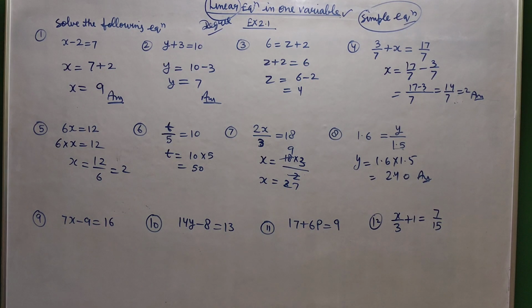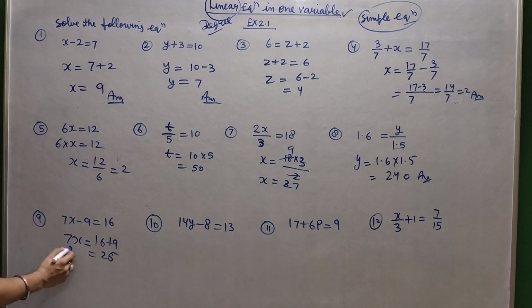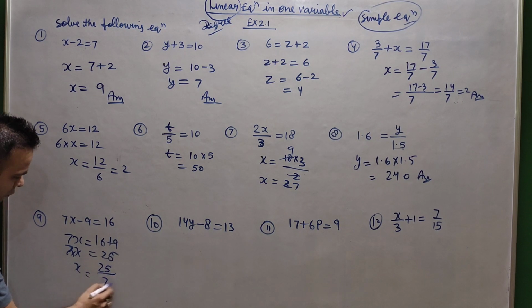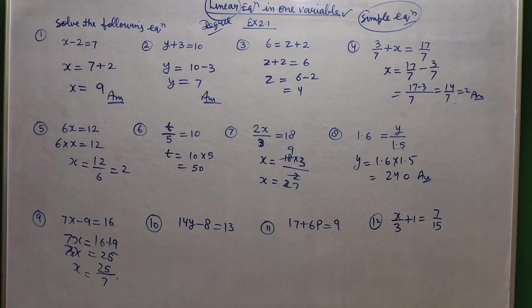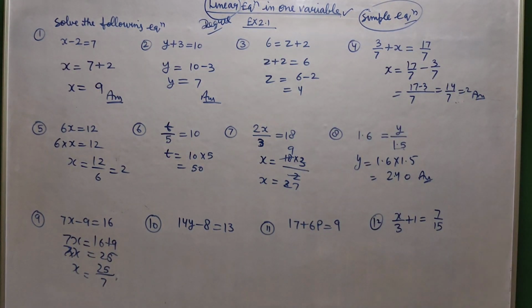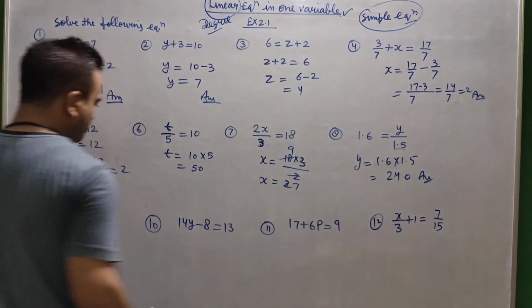Now in this case, you can see I have 7x minus 9. So you can see 7x is equal to, first of all we will shift this 9 to the other side. 16 plus 9 you will get 25, and then 7x is multiplied with this x. So you will divide this 25 by 7 and you can leave your answer here, because further we cannot simplify it, or you can write it in mixed form also, it's up to you.